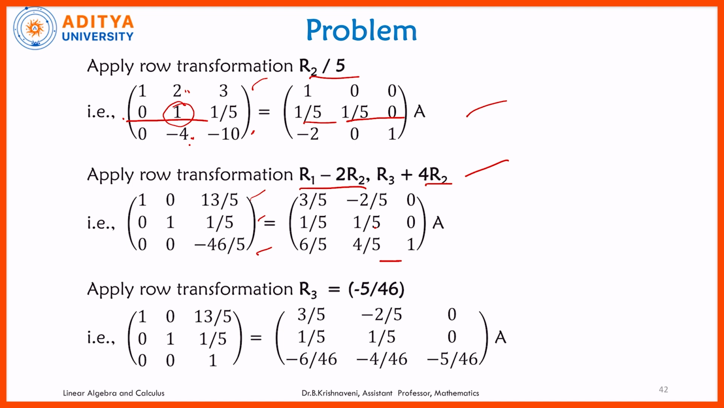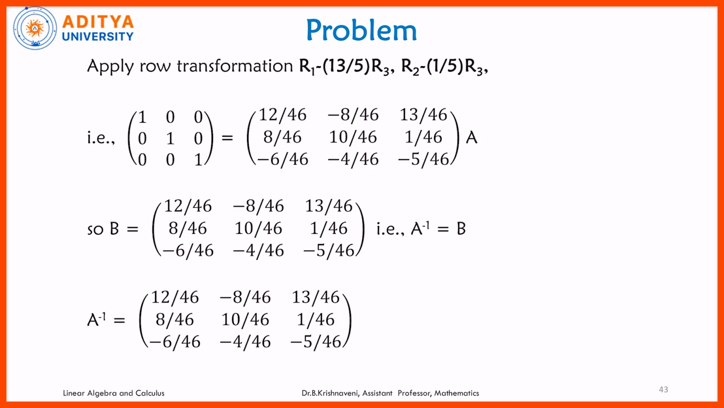So now again, in the next step, we need to fix this element and make the ones above zeros. But if you make this element, that is minus 46 by 5, a 1, then again the simplification becomes easy. For that, apply the row operation R3 into minus 5 by 46. Then the above matrix is converted to 1, 0, 13 by 5, 0, 1, 1 by 5, 0, 0, 1. Apply the same on R3 in the prefactor: 3 by 5, minus 2 by 5, 0 is R1; 1 by 5, 1 by 5, 0 is R2. Then R3 will become minus 6 by 46, minus 4 by 46, minus 5 by 46.